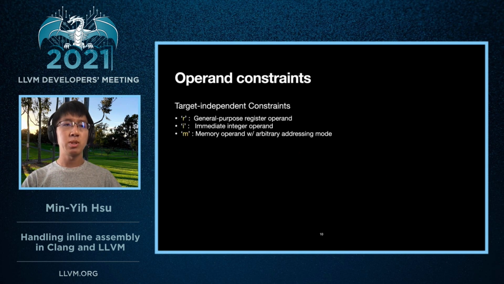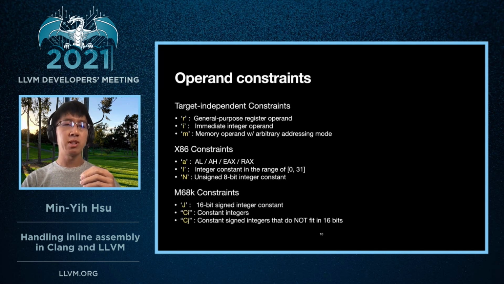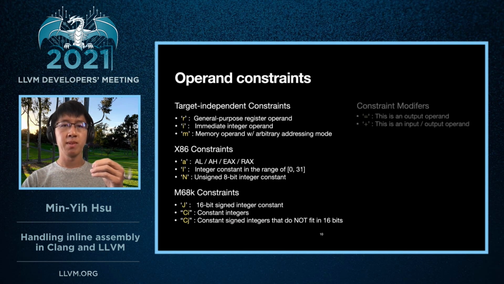Of course, there are many kinds of operand constraints. In the previous pages, we saw target-independent constraints, where r means register, i for immediate value, and m for memory operands. There are, of course, target-specific constraints. For instance, in x86, a character means one of the registers here. And an operand constraint can also be multiple characters. For instance, in M68K, CI and CJ are multi-character constraint strings for constants.